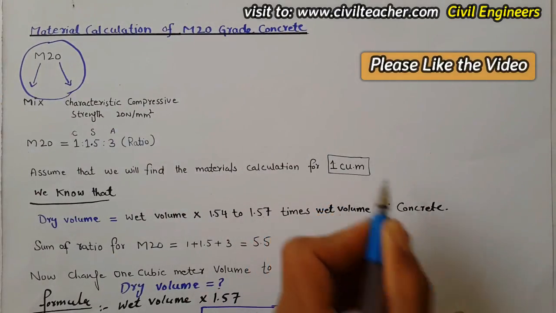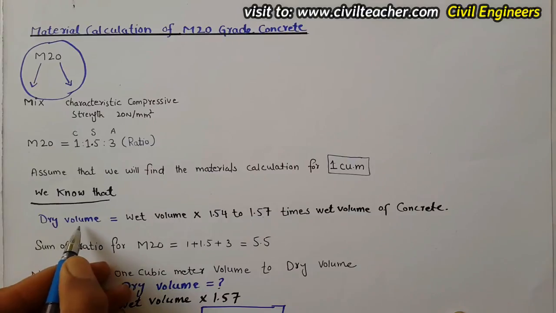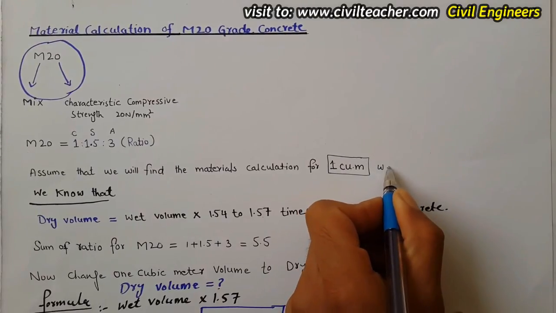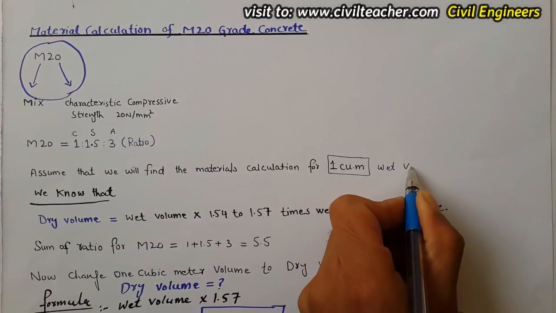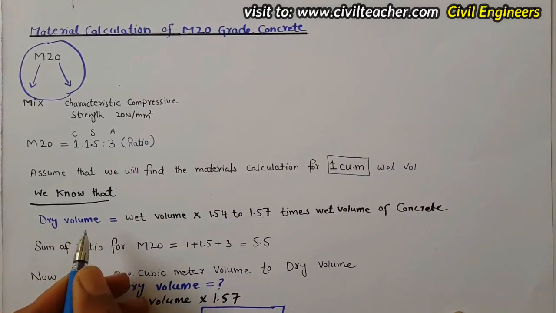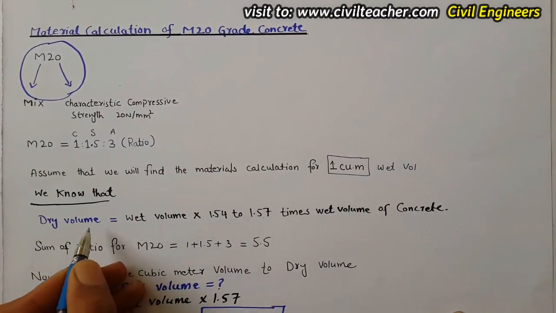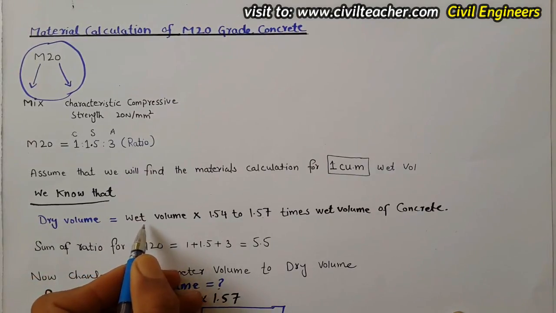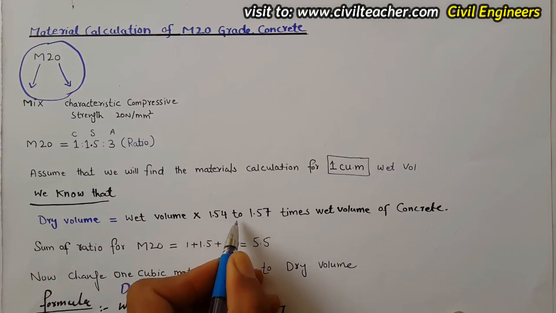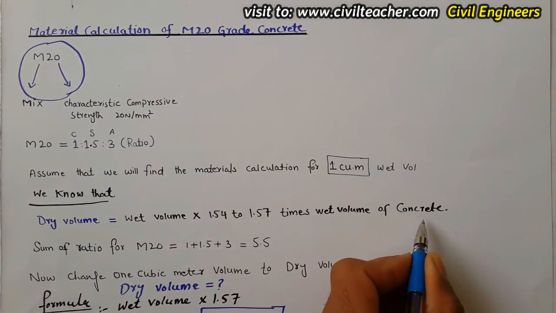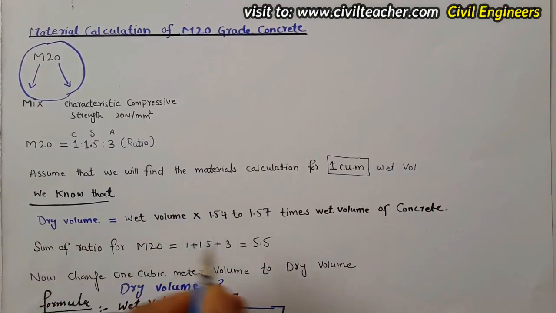So 1 cubic meter, we know that dry volume. First of all this 1 cubic meter is the wet volume. So wet volume we have to change to dry volume because we will bring the dry material for concrete work or for construction work. So dry volume is equal to wet volume multiplied by 1.54 to 1.57 times the wet volume of concrete. So this is the formula to find the dry volume.